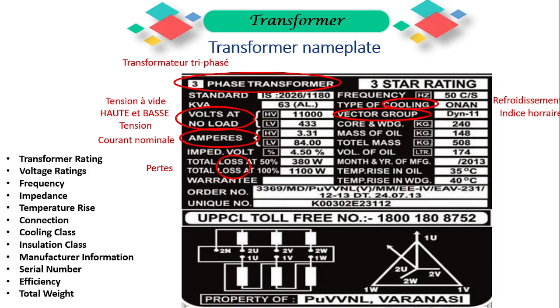The transformer nameplate is an indispensable reference, ensuring that the transformer operates within its specified limits, preventing overloading and damage. This information is also vital for planning electrical distribution systems and making connections within power networks.